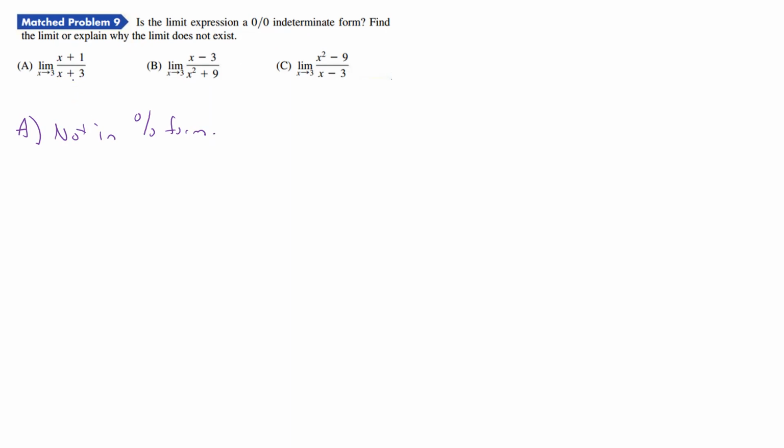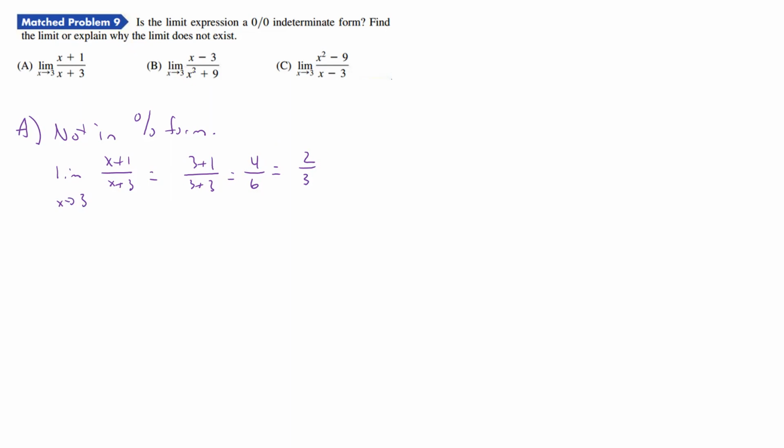And so because of that, we can just use the rational theorem, and we can just plug in 3 into both of those. And so then the limit as x approaches 3 of x plus 1 over x plus 3 is just going to be 3 plus 1 over 3 plus 3, which is 4 over 6. And usually we reduce, so that's going to be 2 over 3. All right, what about the next one?